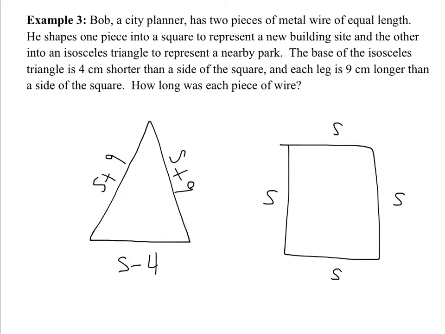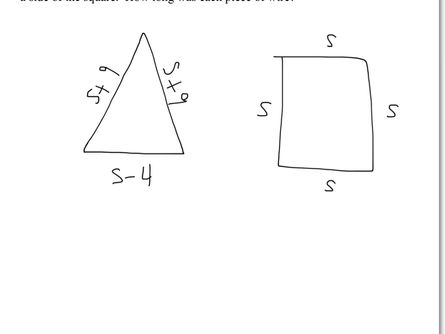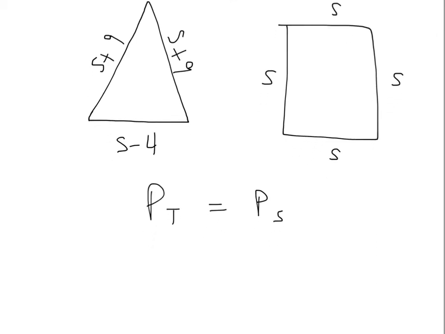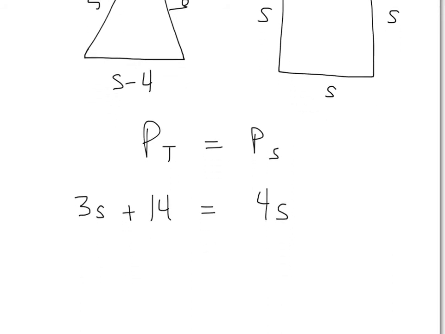Again, the wires we started with are equivalent in length. They're the exact same wires. So the perimeters that we had should be identical. We set the perimeter of each equal to one another. Here's our equation. Perimeter of triangle equals perimeter of square. I'm just writing that so I know what I'm doing. Perimeter of the triangle, there are 3 S's there, and there's another 14 extra units. The square, there are 4 S's. I simply subtract the 3S from both sides, giving me S equals 14.